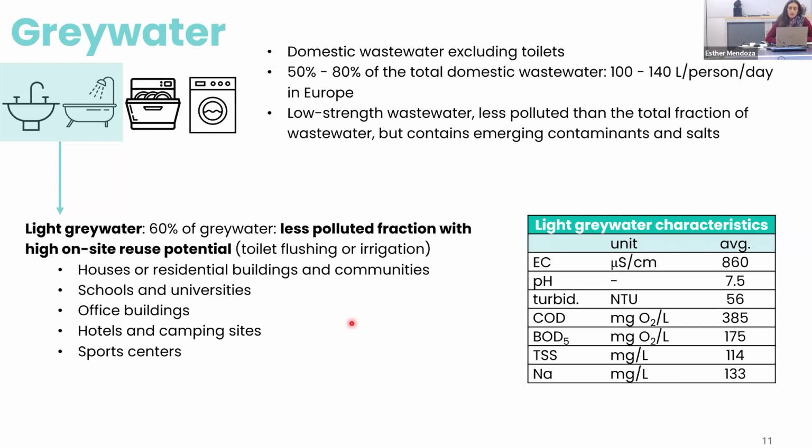Also, this has a high on-site reuse potential, and thinking not only of houses or more domestic, residential buildings, there are other scenarios that produce even more gray water than the typical, so they have higher potential. I was thinking, for example, of schools and universities, office buildings, hotels and camping sites, or sports centers, where they have a lot of showers, a lot of rooms, and they produce a lot of gray water. So this could be very interesting to explore.